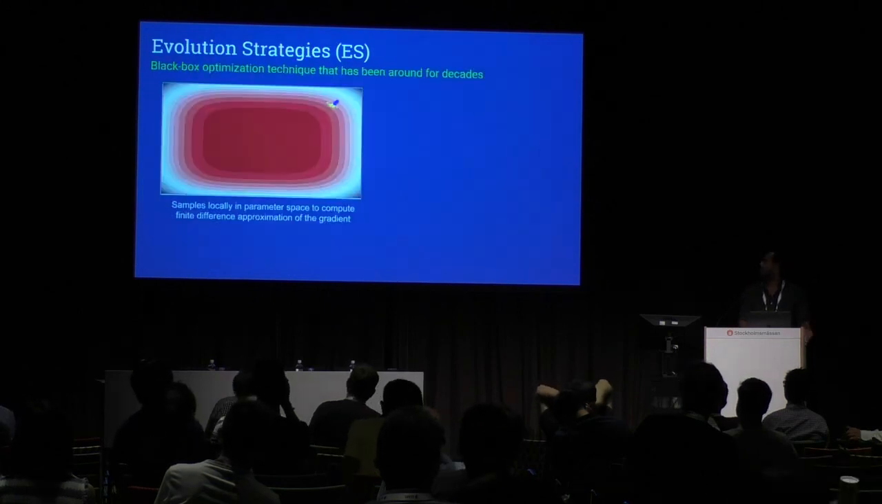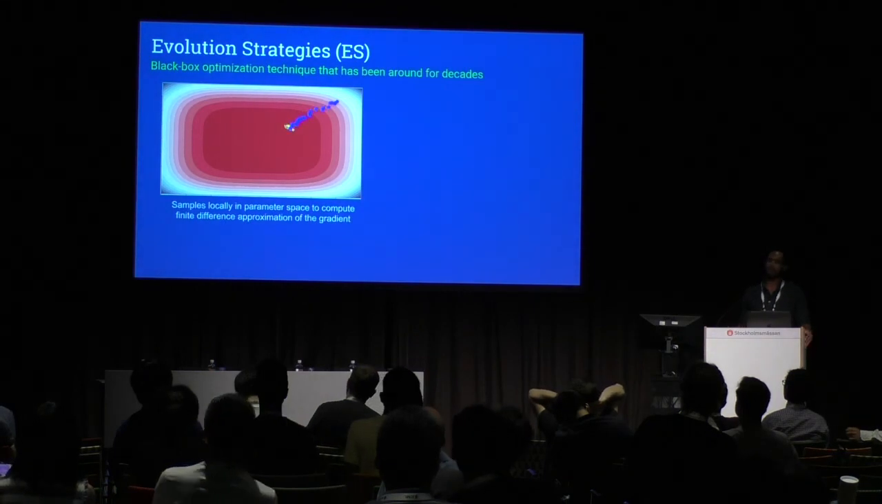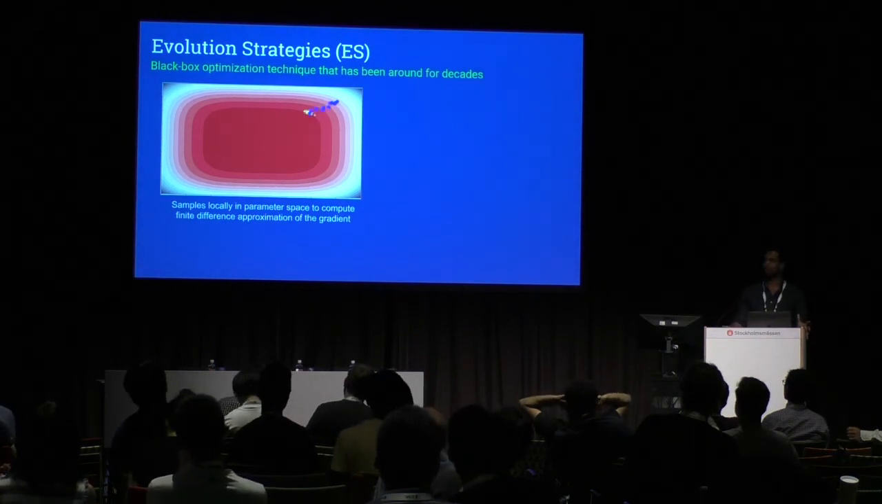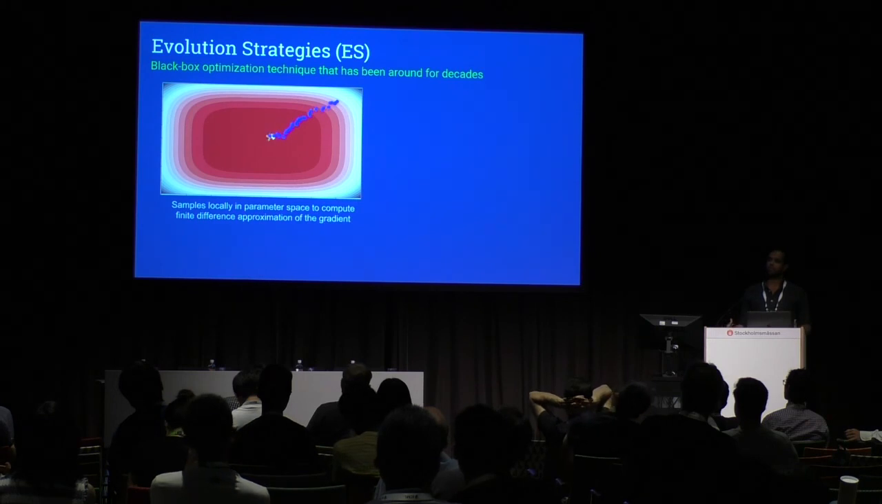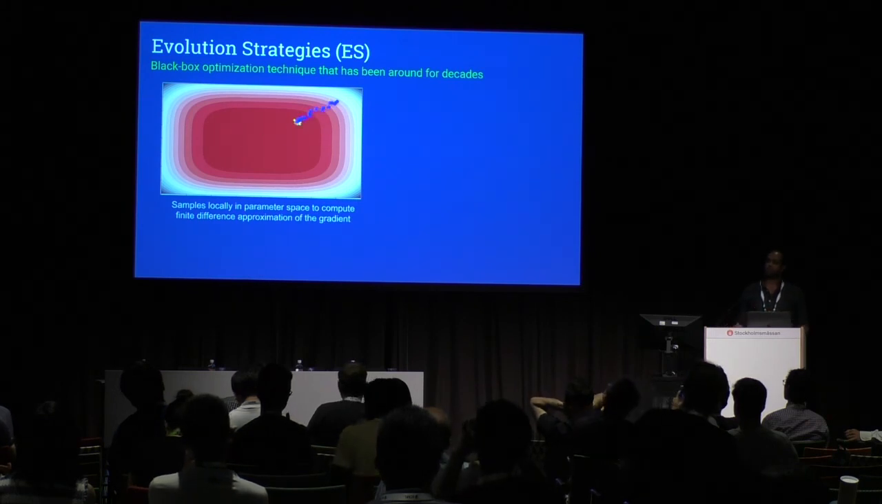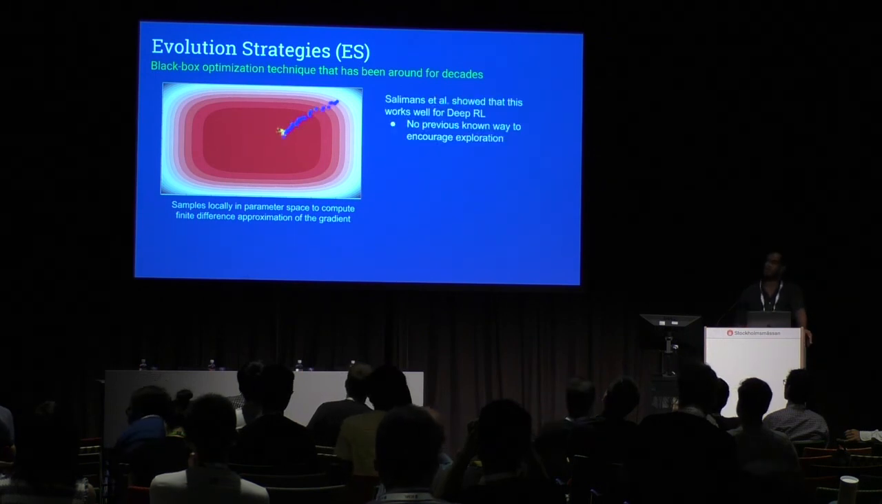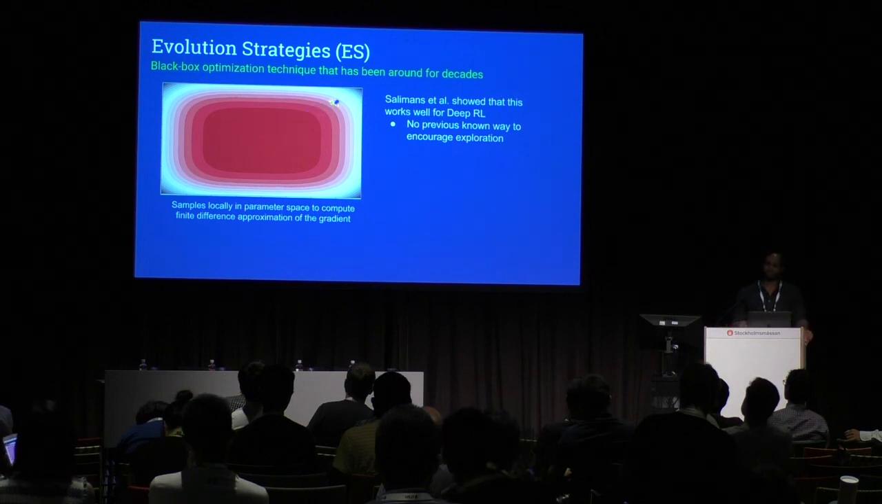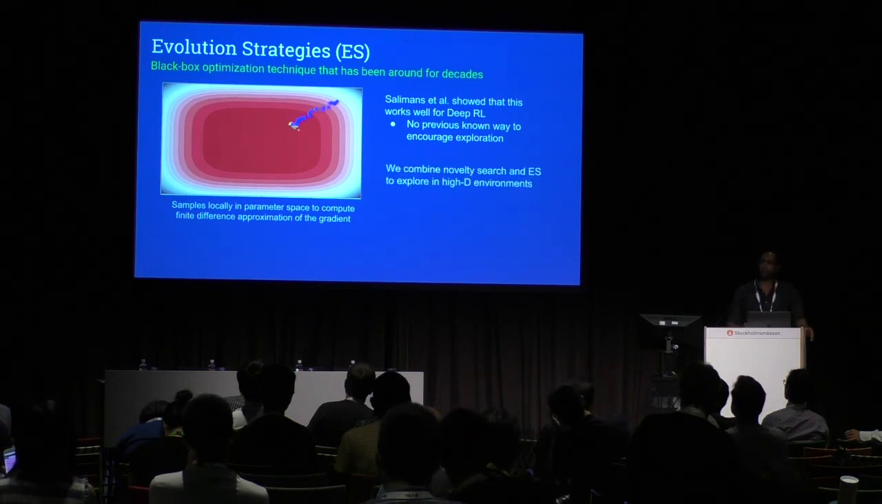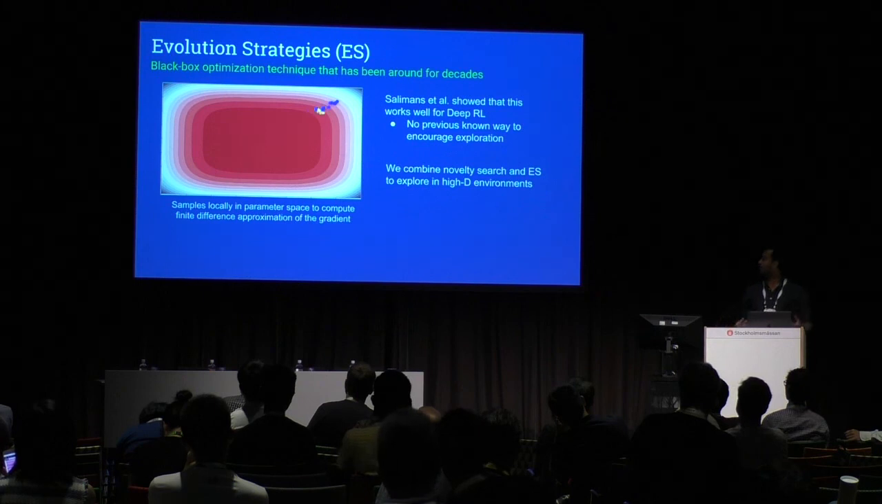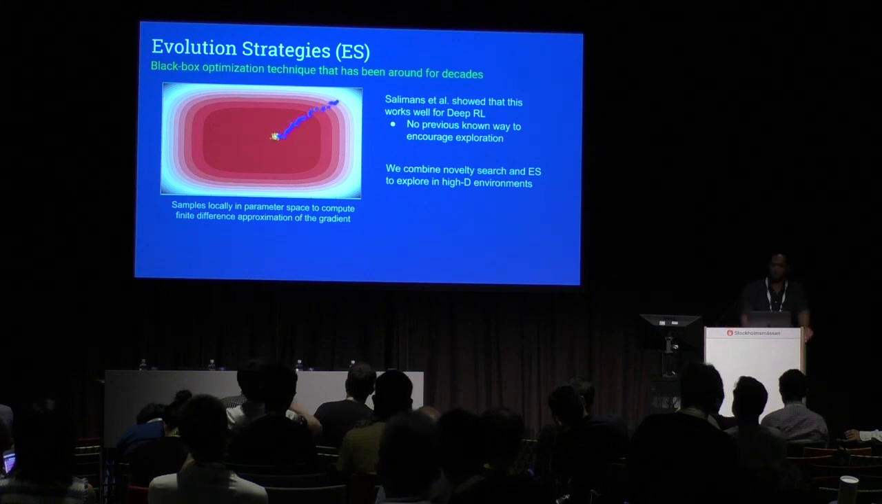And so what we do is we rely on a method called evolution strategies, and the intuition here is that we sample locally in parameter space, we compute the reward of our samples, and take a finite difference approximation of the gradient. And so Salimans et al. showed that this works for deep RL, but there was no previous method to do directed exploration for this task. And so what we do is combine novelty search and ES to do exploration in high-dimensional environments.